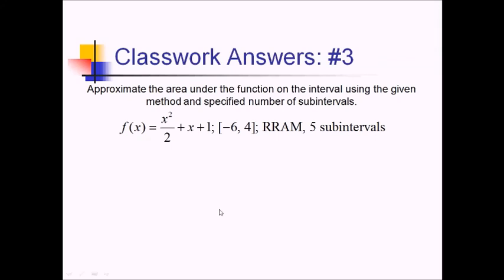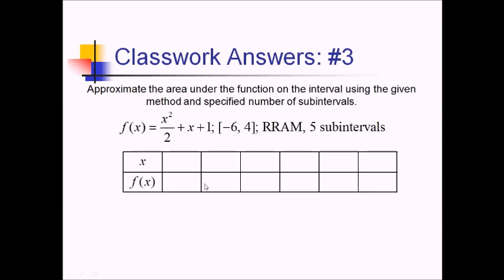On this problem, we're trying to approximate the area under this function using RRAM over -6 to 4 with 5 subintervals. So we're going to start at -6 and go by 2's because we have to cover a distance of 10 in 5 shots here. So then we have -4, -2. These are all the x values now. 0, 2, and 4. And now we have to get the y values.